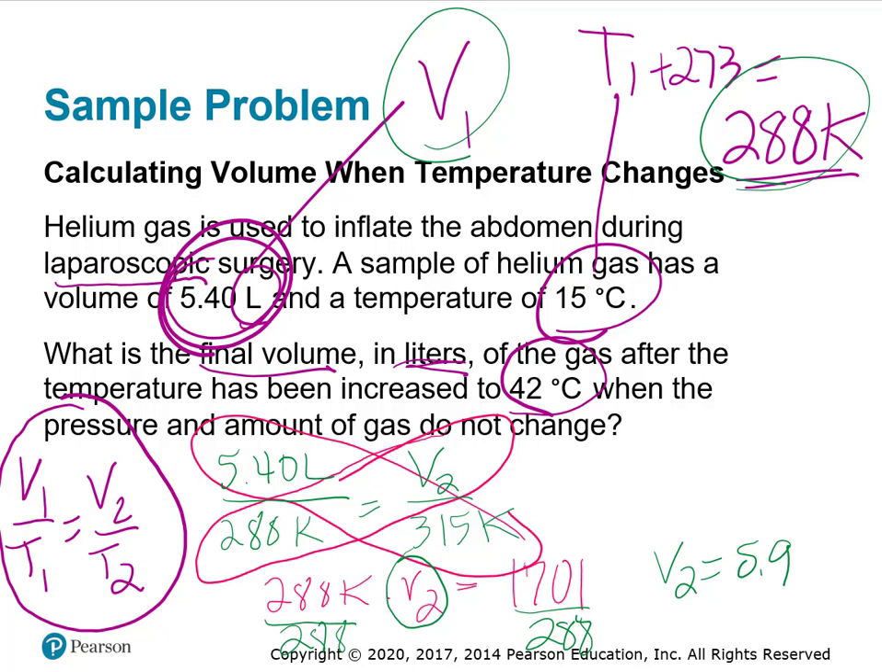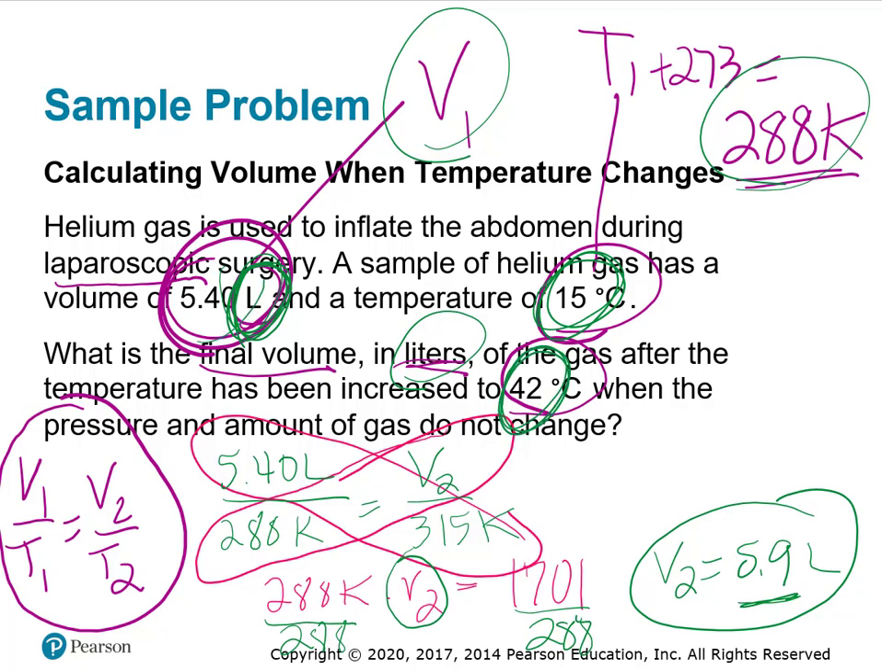Let's make sure that we label it correctly. Our volume initially was in liters, and so our final volume will be in liters. We wanted 2 sig figs because we've got 2 sig figs there, 2 sig figs there. This had 3, but 2 is our smaller number.